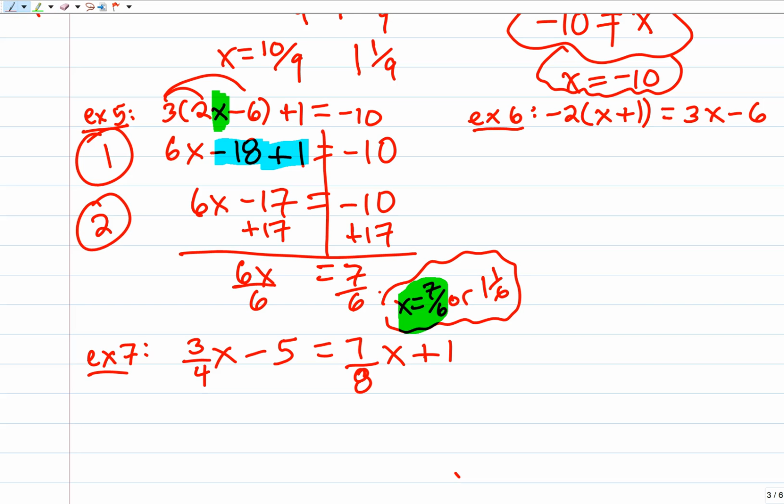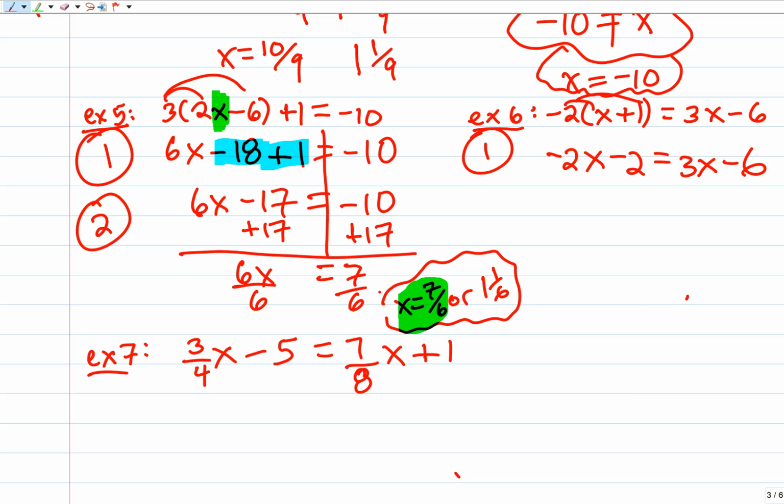Example 6. First step. What is negative 2 times x? What is negative 2 times 1? What do I need to do with the 3x minus 6? Yeah, nothing we can do with it. I heard bring it down is a great answer. Are we done simplifying? What else can we simplify?